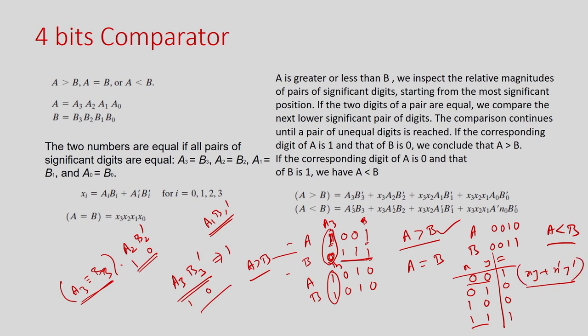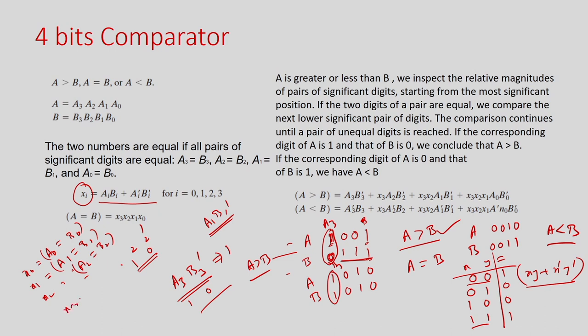So it's basically, I have to check this. Let's say I define this as Xi corresponding to bit i of A and B. Okay. So I compute X0, which is basically checking A0 equal to B0 or not. Then I will check X1, which checks whether A1 equal to B1 or not. Then X2, which will check A2 equal to B2 or not, and X3, which will check A3 equal to B3 or not, right?